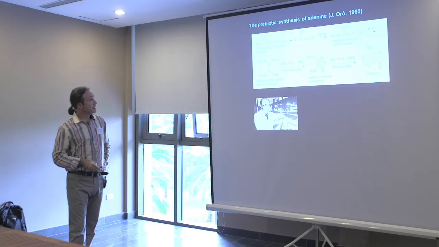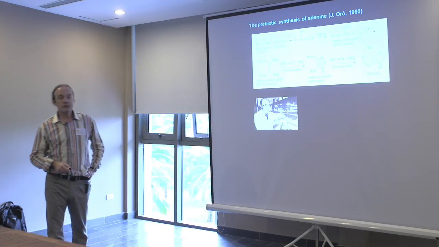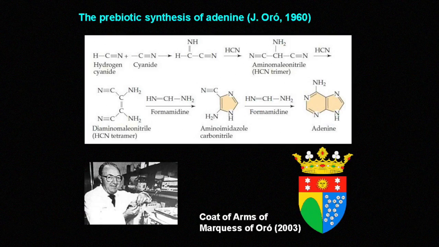Some words about Joan Oró. He was able to synthesize adenine, so one of the nucleobases used in DNA and RNA, by combination of molecules of hydrogen cyanide. I will not go into details, but this was a very happy Joan Oró when he discovered this in 1960. So it was an alternative pathway. So Miller could explain the origin of amino acids, let's say, and Oró the origin of nucleobases. Okay?